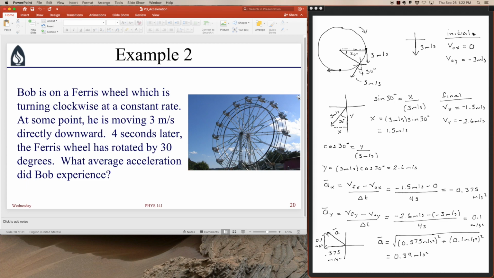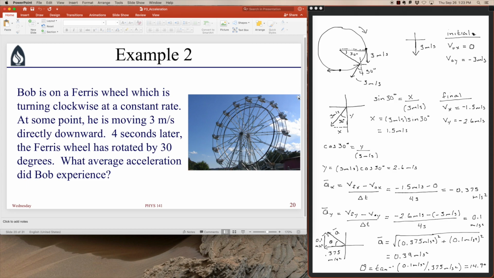I can also find the angle that the average acceleration makes with the negative x-axis. So I would find that by using the inverse tan, inverse tan of the opposite side, 0.1, divided by the adjacent side, 0.375, and that would give me an angle of 14.9 degrees.